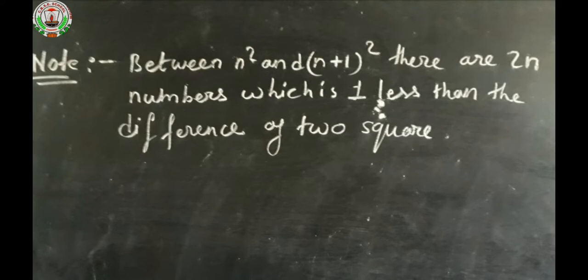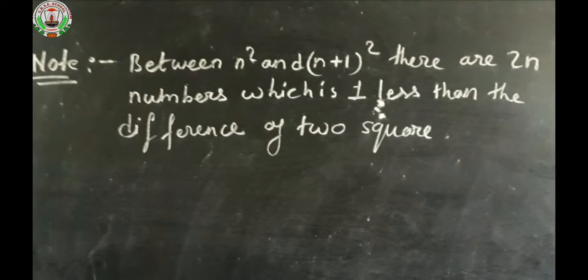So in the same way we are having here also, how many numbers should be there between n square and n plus 1 square. So there are 2n numbers between n square and n plus 1 square, which is 1 less than the difference of the two numbers.